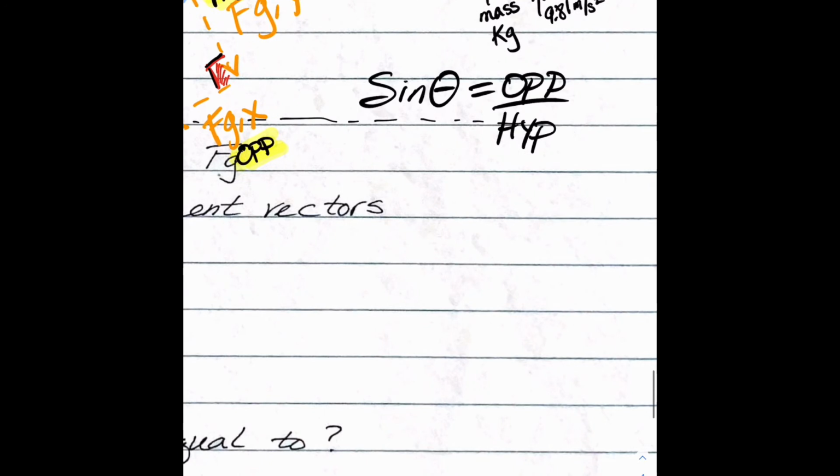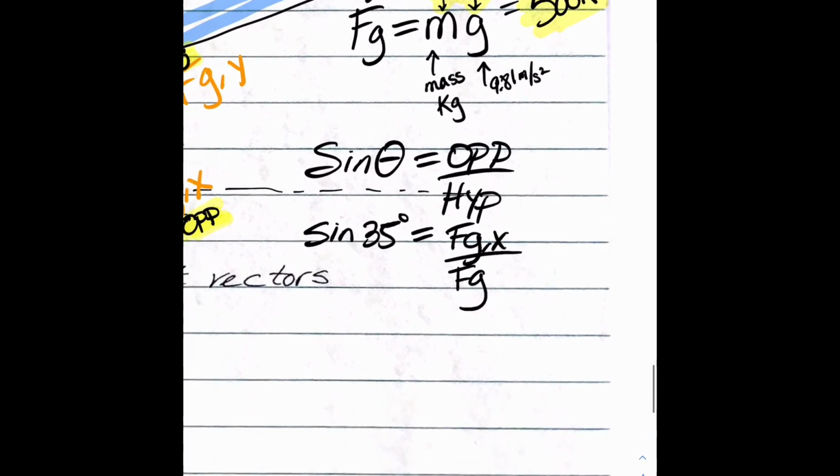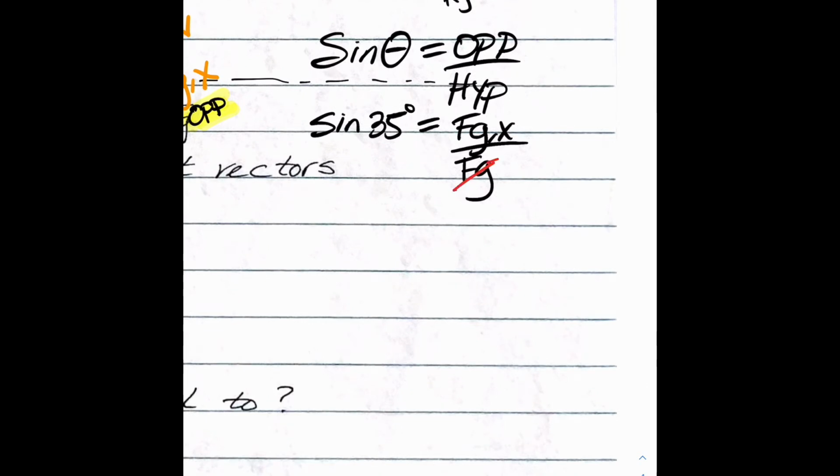All right, let's go ahead and plug in our angles. 35, plug in our opposite, which is FGX. And the hypotenuse we said is FG, but I think the problem told us it's 500, right? So we can plug in 500 right here for FG.